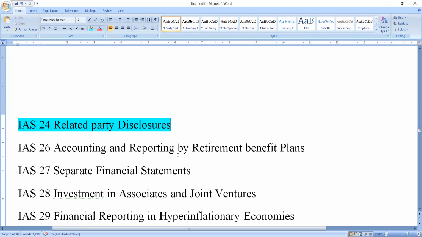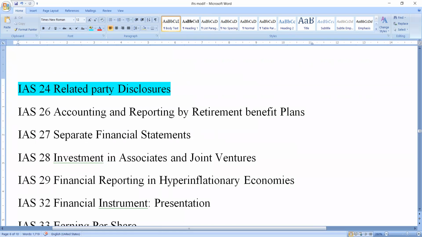Related party disclosures means the related party disclosing or showing in their books of accounts when they are supplying goods, when we are purchasing from them, when we are supplying to them. Each and every guideline and piece of information given in International Accounting Standard 24 is what we call related party disclosures. Next we are moving on.